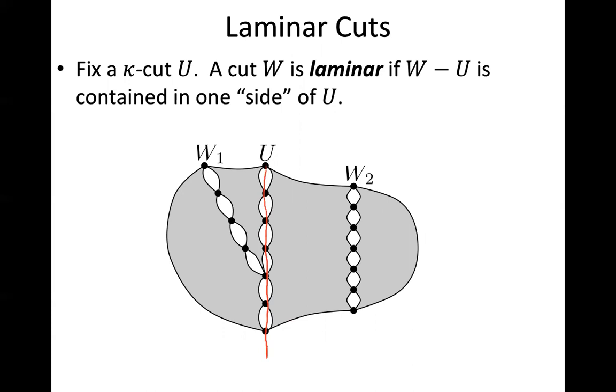So a cut W is laminar with respect to U if all the vertices outside of U are on one side of the cut. Okay, so U, in this example, separates the graph into 2 sides, we'll call them A and B. And W1 is a laminar cut that intersects U, but is otherwise completely inside B. And cut W2 is a laminar cut with respect to U that is completely inside A.